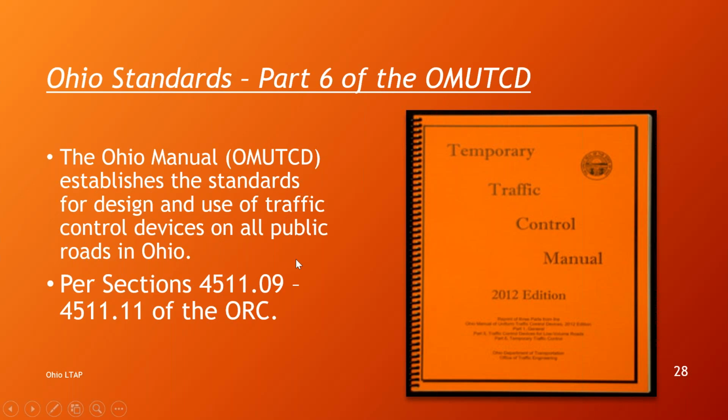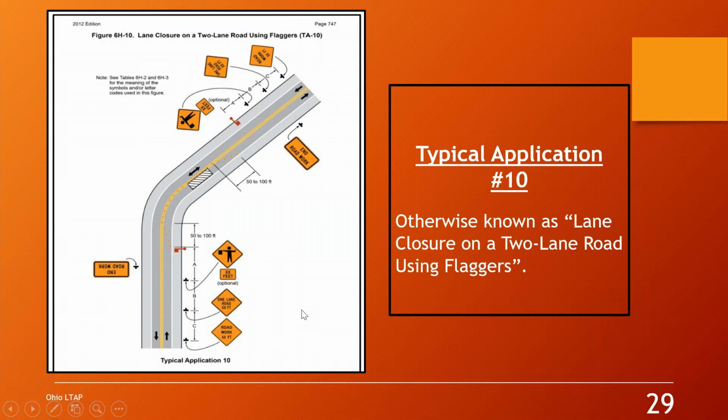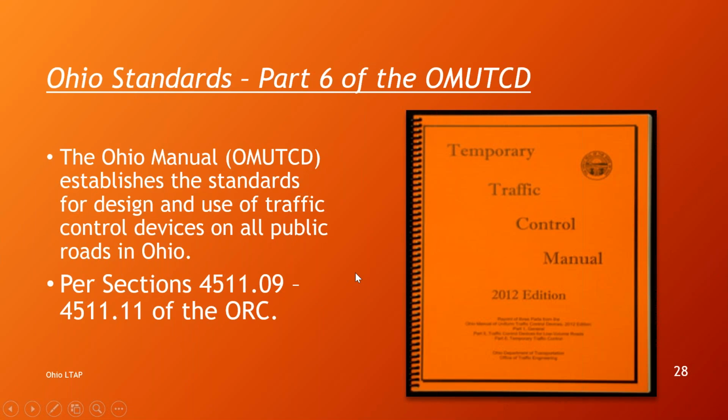And it says so, right? We have to abide by this manual because it says so in the Ohio Revised Code, which makes it a state law. Sections 4511.09 through 4511.11 of the Ohio Revised Code state that we must abide by this manual. So that's one of the main reasons that we need to set up our flagging operation correctly.